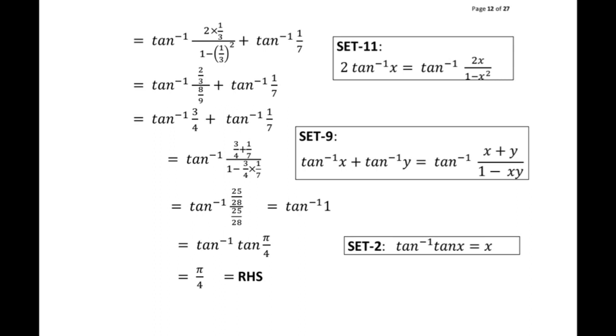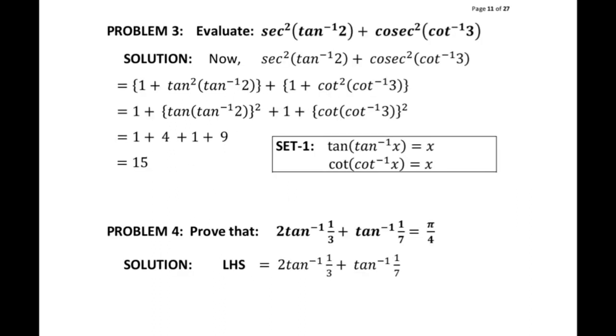This 1 can be replaced by tan pi by 4, and we get the sixth step as tan inverse tan pi by 4. Here we have to apply another formula from set 2, that is tan inverse tan x equals x, and accordingly get the final step as pi by 4, which is nothing but our right hand side.